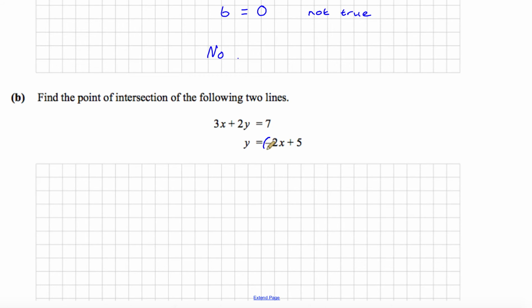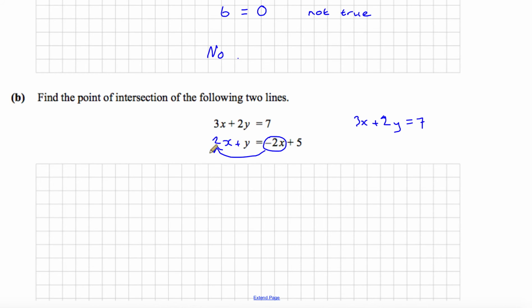So the first thing I'm going to do is bring this minus 2x over here, and it becomes a positive 2x. So I have positive 2x, and this y here is a positive, so plus y will be equal to 5. So I'm going to rewrite the equations over here now. So the top equation is still 3x + 2y = 7.